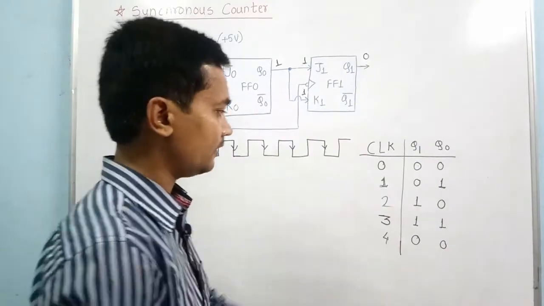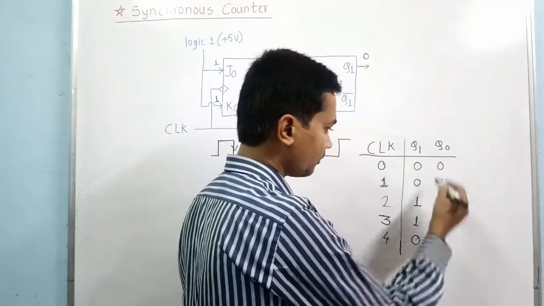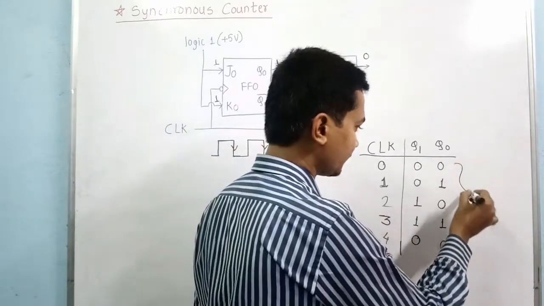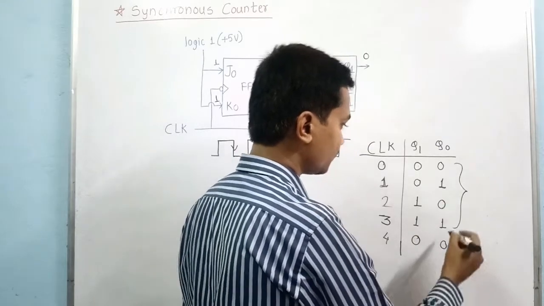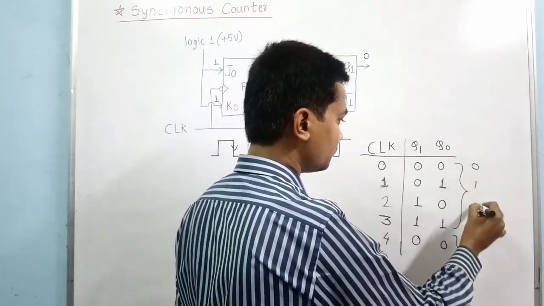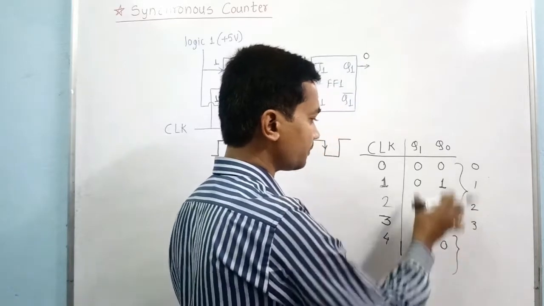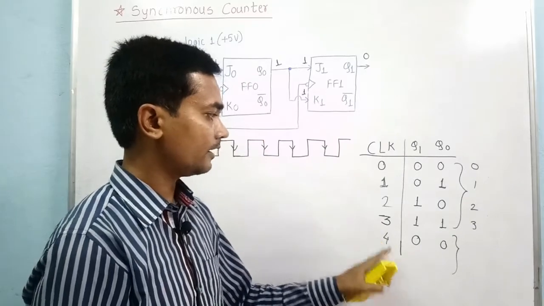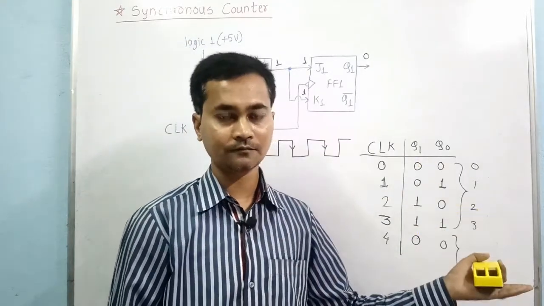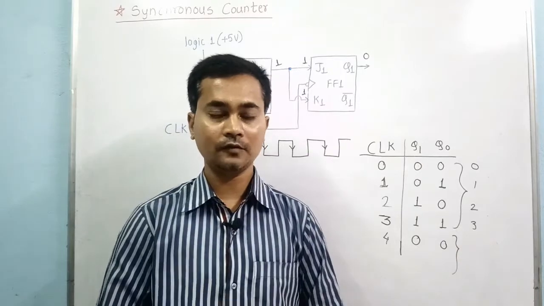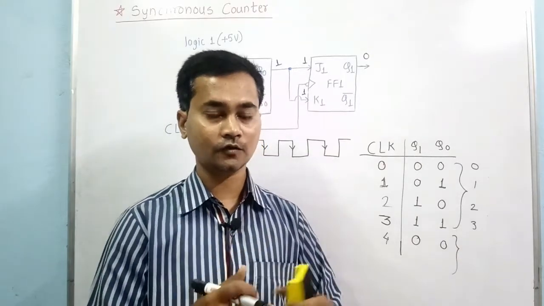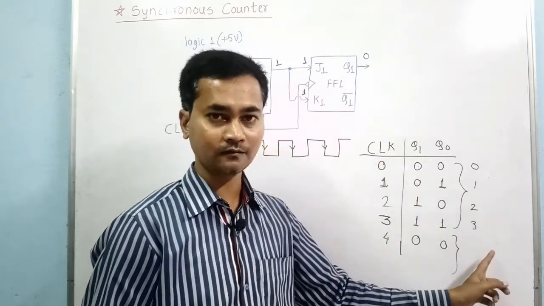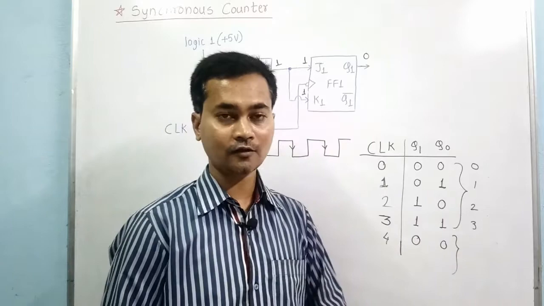Now you can see the total combinations are 4, because 2 raised to 2 is equal to 4 combinations. So this sequence goes on repeating. 0, 1, 2 and 3 are the decimal equivalents of these 2-bit combinations. If you apply continuous clocks, the sequence will go on repeating. So this is all about up counting. The decimal value just goes on increasing, so this is called an up counter, a synchronous up counter.